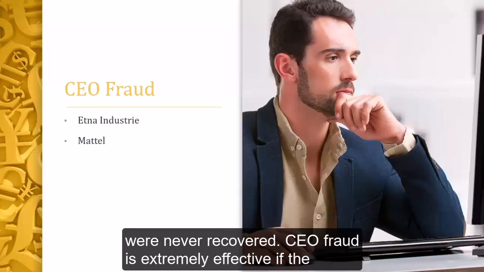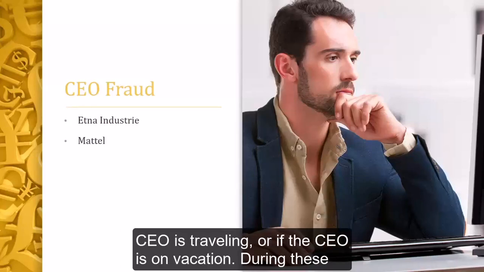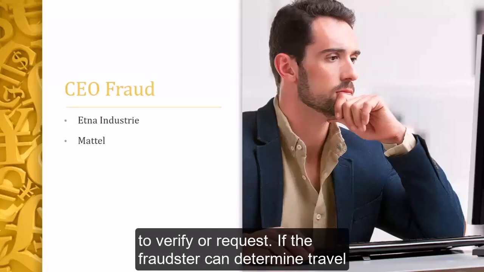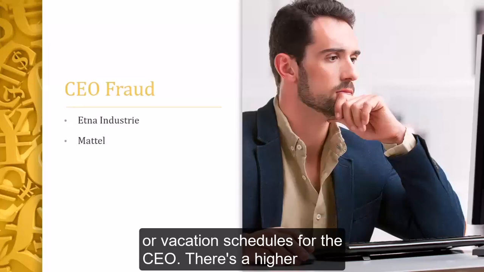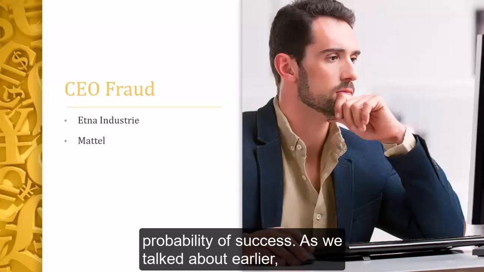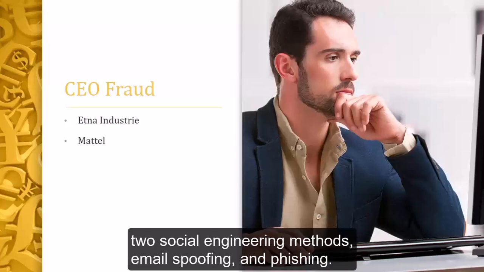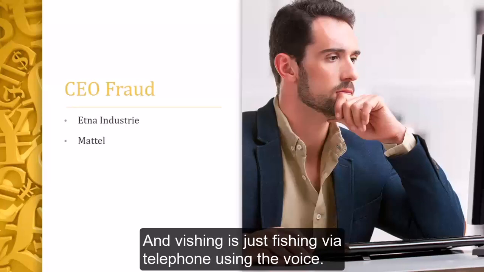CEO fraud is extremely effective if the CEO is traveling or if the CEO is on vacation. During these times, employees may be less likely to try to contact the CEO to verify a request. If the fraudster can determine travel or vacation schedules for the CEO, there's a higher probability of success. As we talked about earlier, information is the key to social engineering. CEO fraud can use two social engineering methods: email spoofing and vishing. And vishing is just phishing via telephone using the voice.